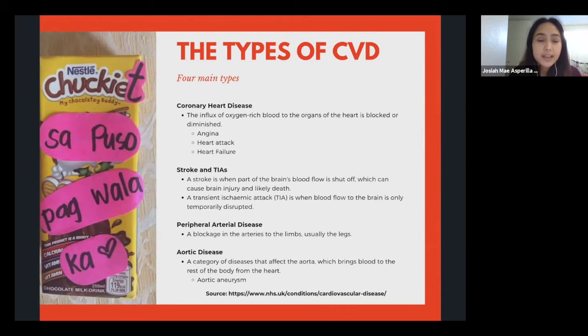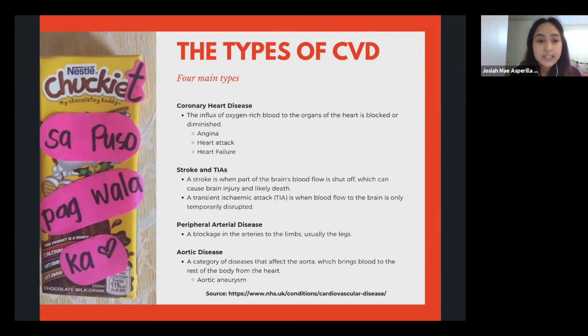So next is peripheral arterial disease. It is a blockage in the arteries to the limbs and usually the legs. Some of the symptoms a person usually feels when they have peripheral arterial disease is dull or cramping leg pain, which is worse when walking and gets better with rest, and hair loss on the legs and feet. There are other symptoms for peripheral arterial disease, but these are the two main ones.